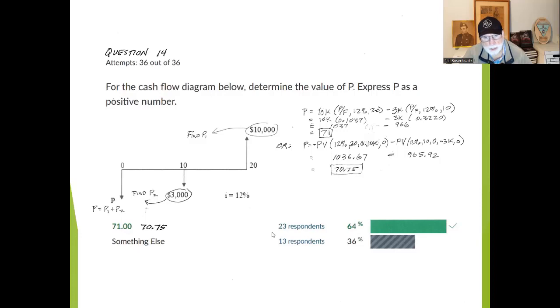But I think the 13 people that missed this didn't understand the chapter 3 concept of taking specific values, lump sums, and combining them. So this is as simple as it gets, a chapter 3 question.